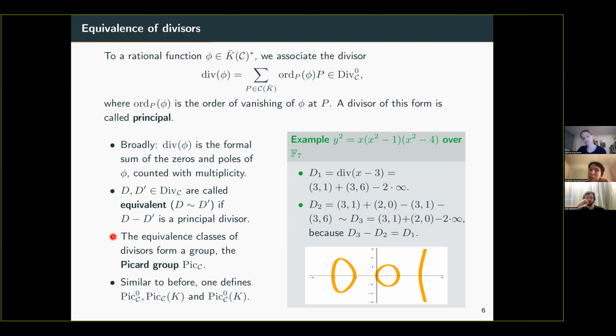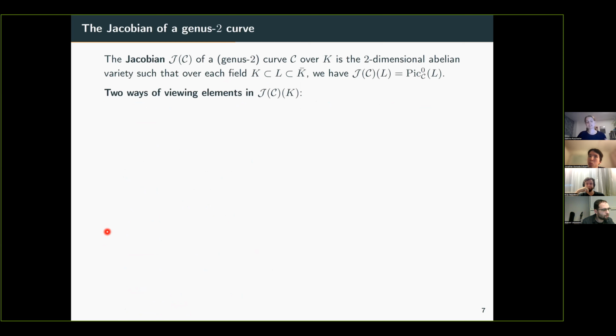And again, it turns out that if we just look at the set of equivalence classes of divisors, this is also a group, which is called the Picard group. And this is the group that we are interested in when we talk about the Jacobian of a curve. And again, we can also restrict this definition to just divisors of degree 0, or divisor classes of degree 0, and also to look at only k-rational divisors. And now after this, we can finally say what the Jacobian of a curve is.